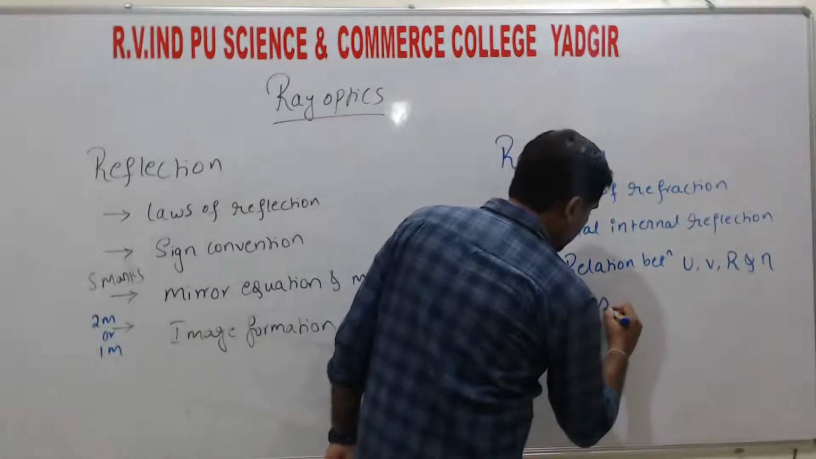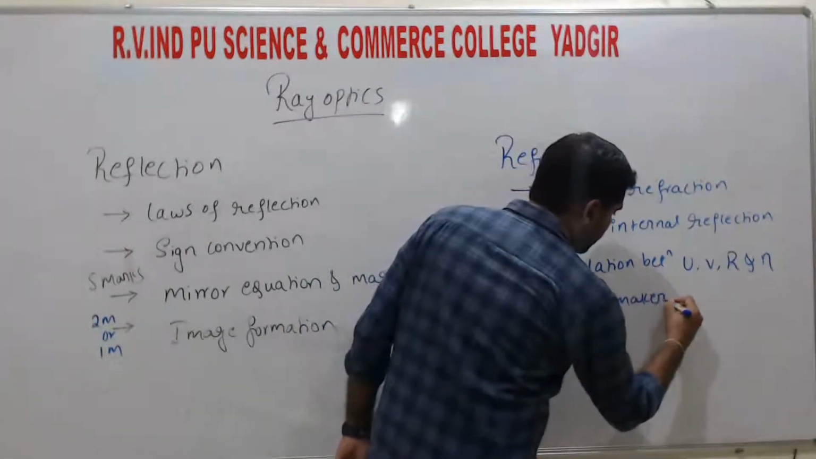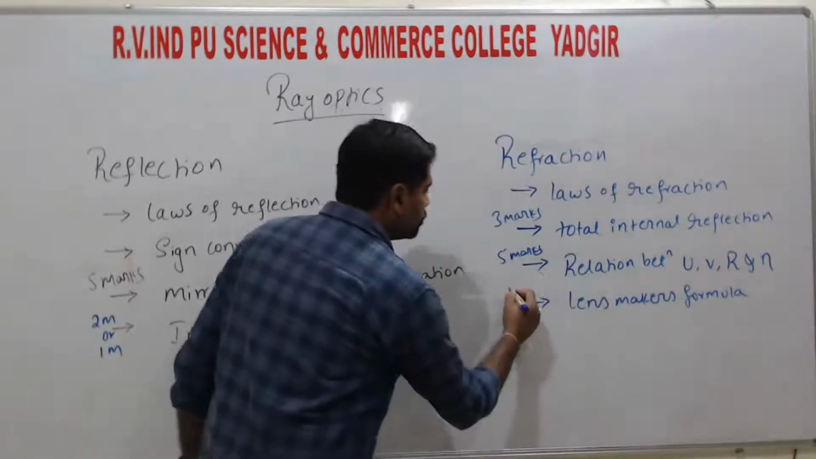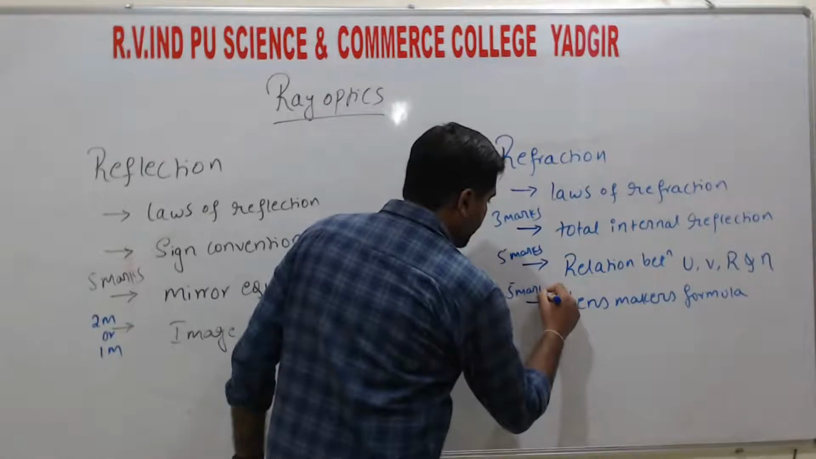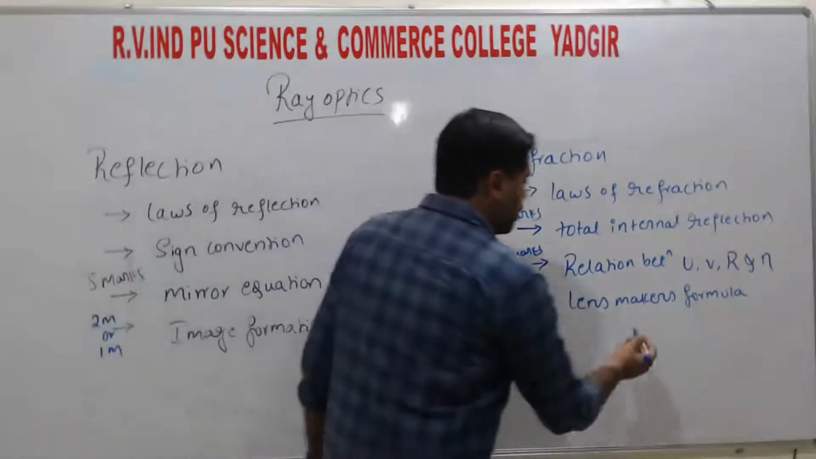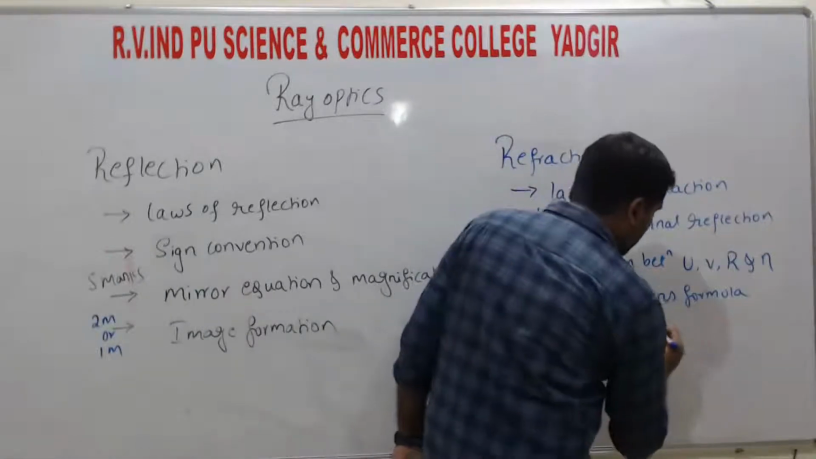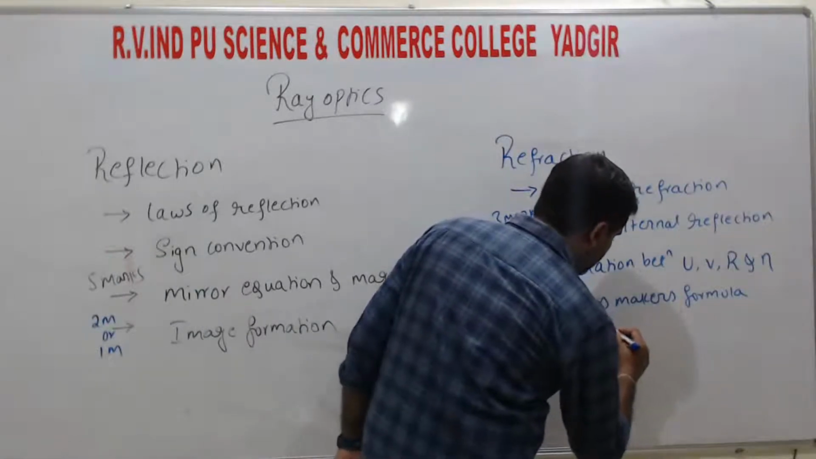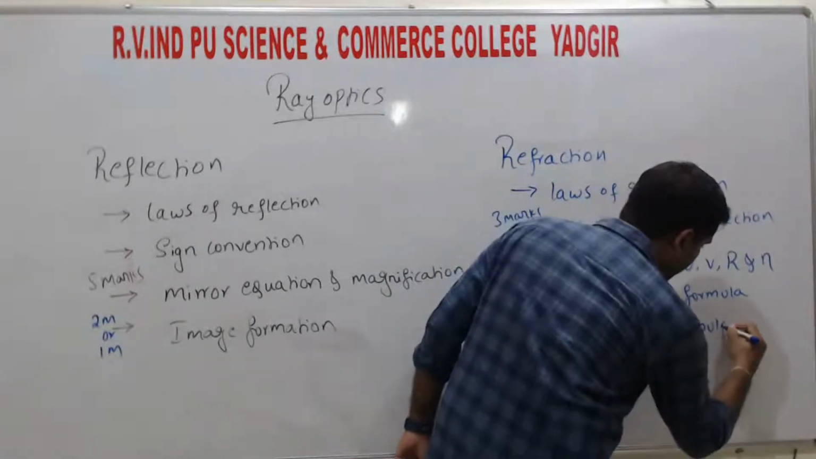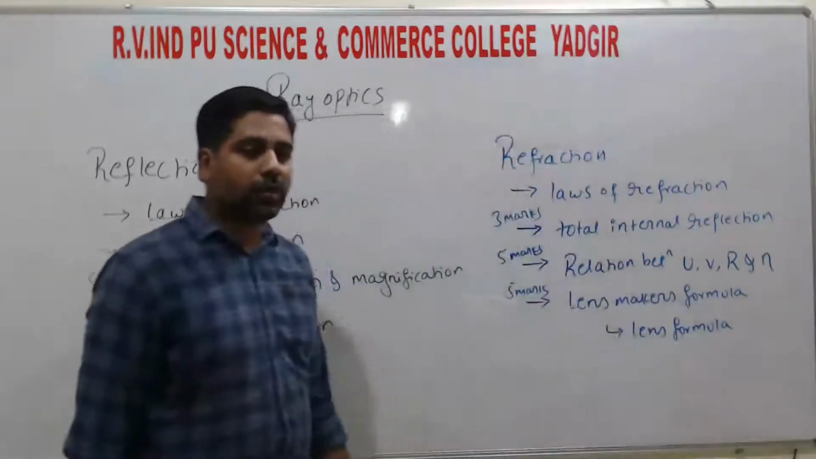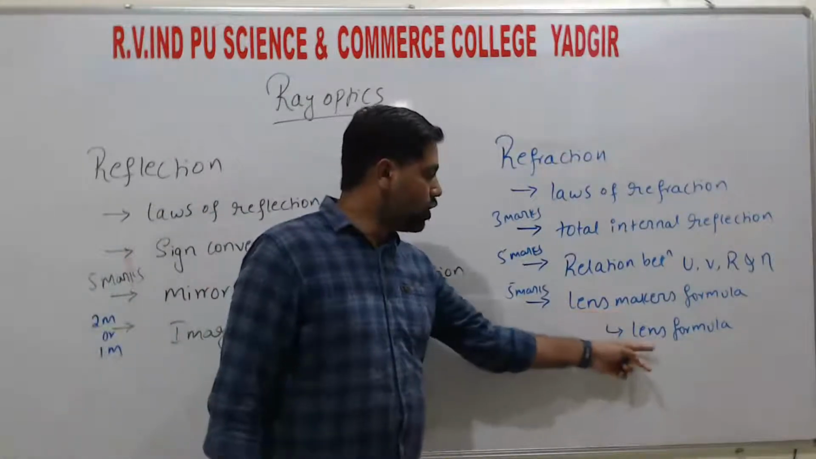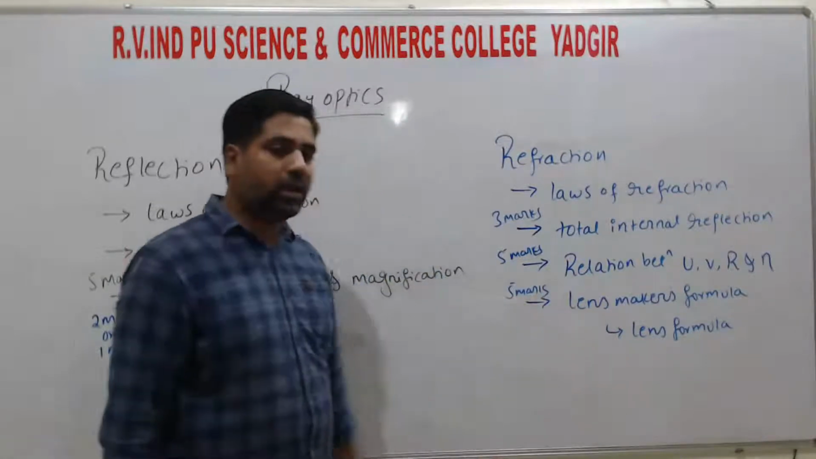Next one is lens maker's formula. This is also important for 5 marks. Next, along with the lens maker's formula, we have one more, that is the lens formula, with magnification. Either they may ask for the lens maker's formula or the lens formula. That is for 5 marks.